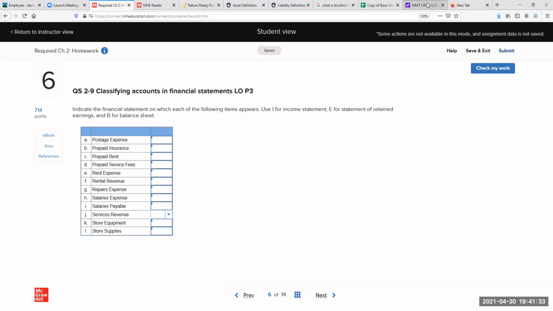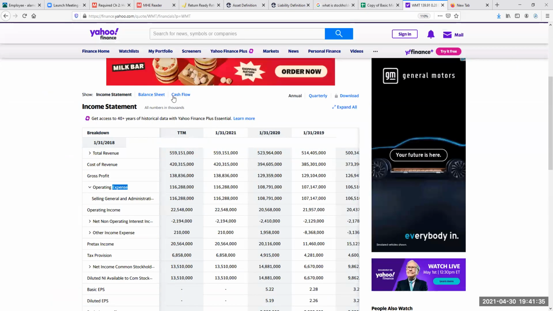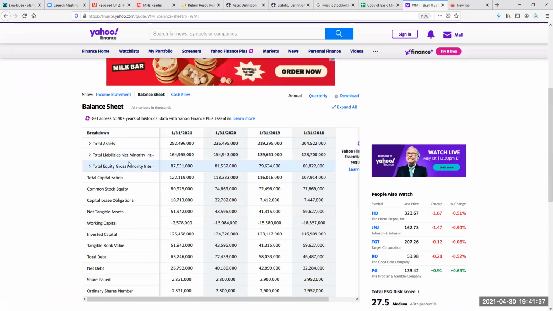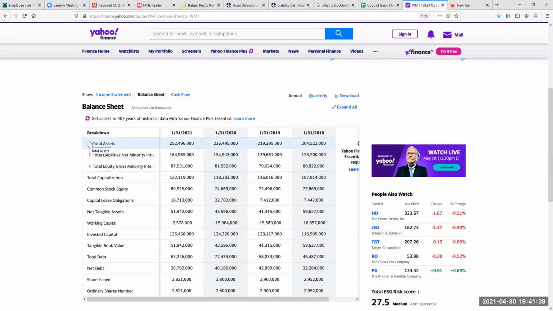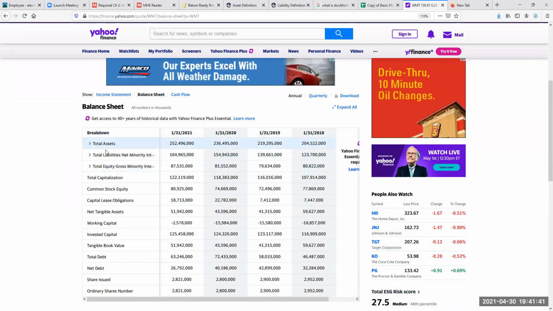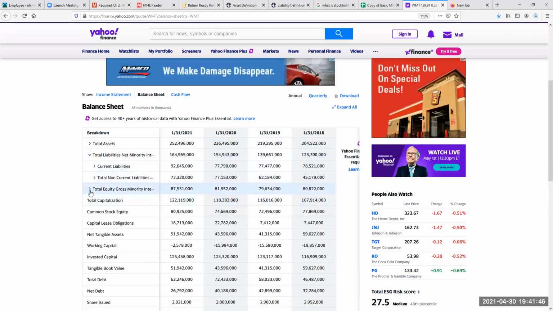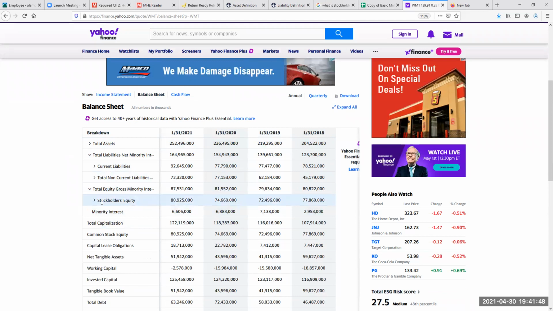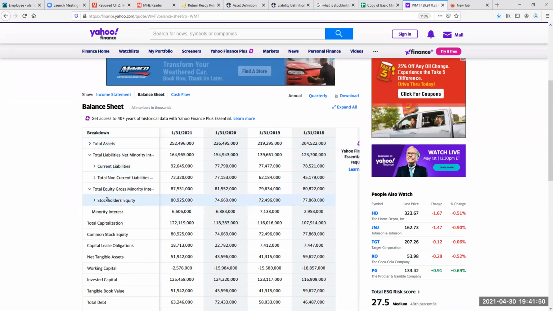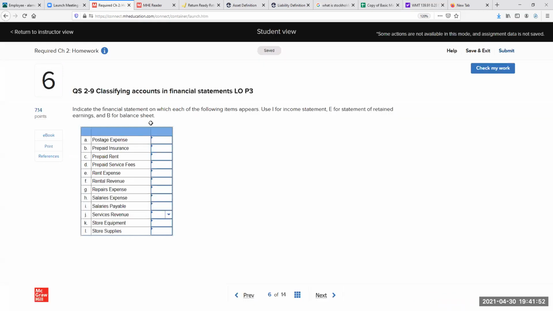Now, what goes on the balance sheet? Let's go look at the balance sheet. What's the formula? Assets equals liabilities plus equity. So assets, liabilities, and equity are the only things on the balance sheet.